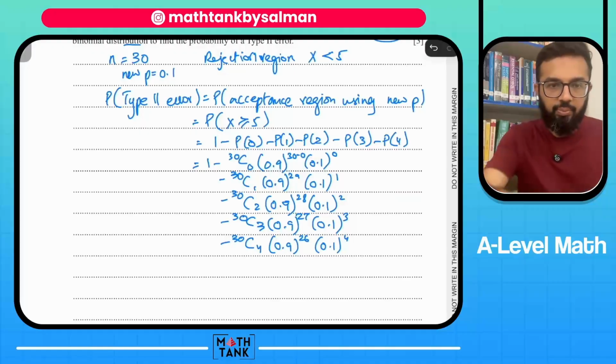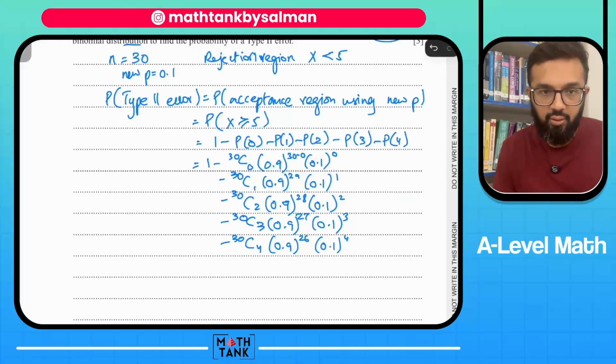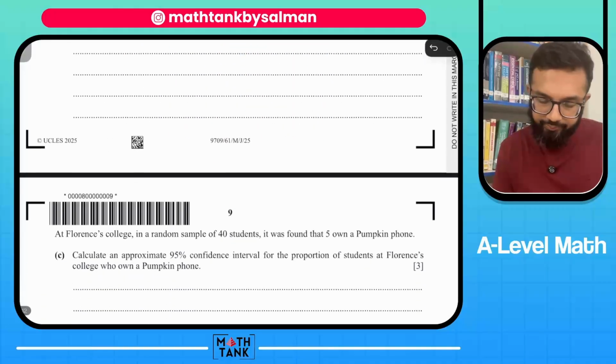Okay, let's do the binomial. In this case, I think so overall, it's giving me 0.175. Okay, that is the correct answer as well.